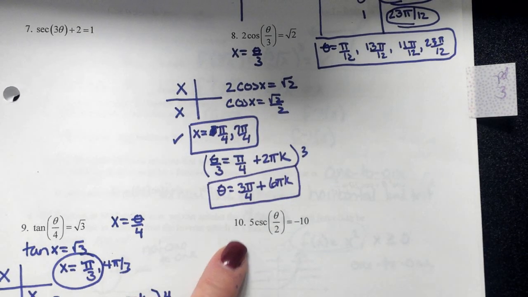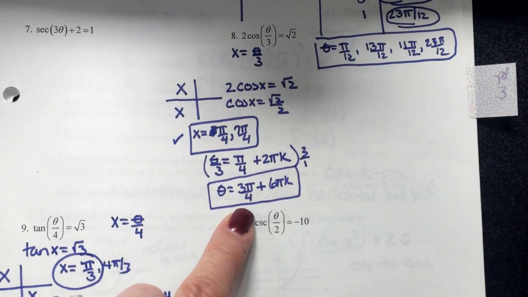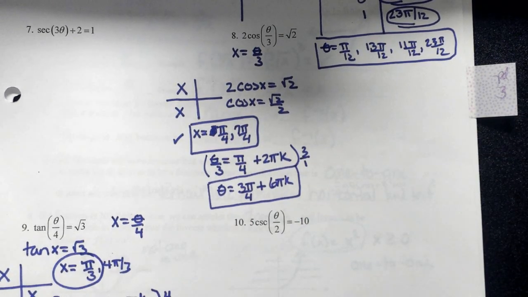Probably don't even need to make a t-chart for this. Yes, Sophia? How come we don't multiply the denominator by 3? Because it's 3 over 1. Probably don't need to make a t-chart.